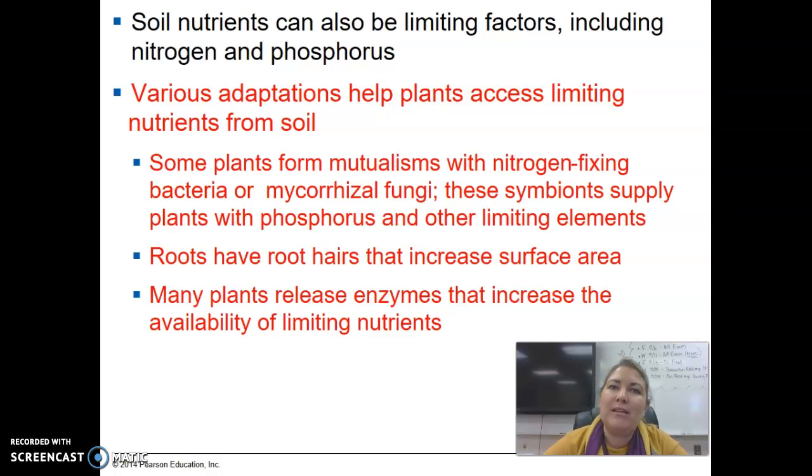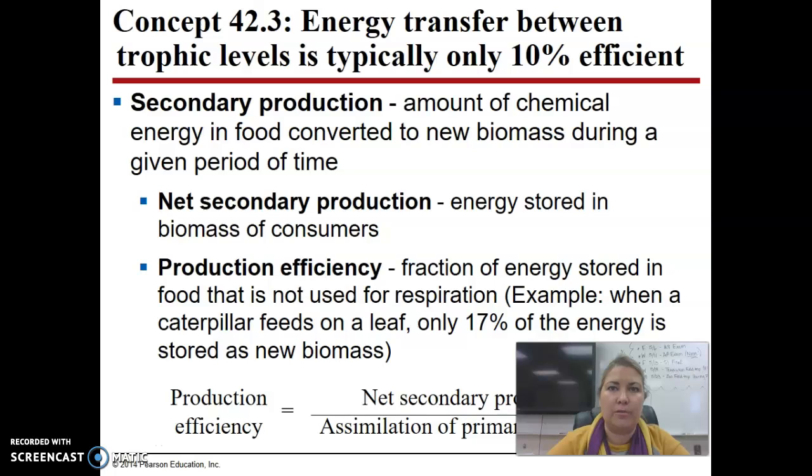Many plants also release enzymes from their roots that help the soil further break down so that they can access things like calcium, which is another really important limiting nutrient, especially for garden vegetables like tomatoes. They actually say you should crush eggshells and plant them with your tomatoes so that they can get enough calcium from the environment. So all of this was dealing with primary production, which is the amount of energy that plants can take in and turn into biomass.